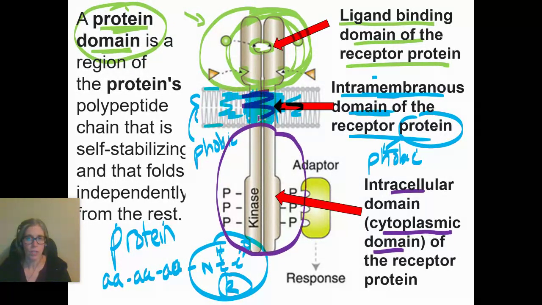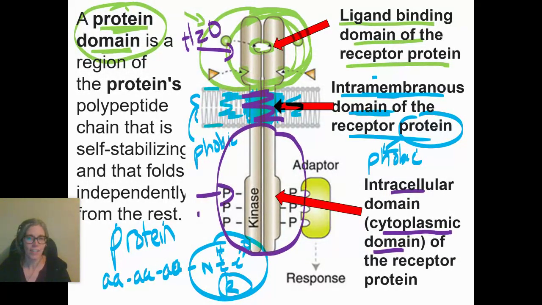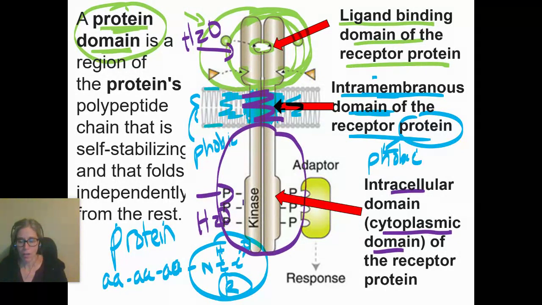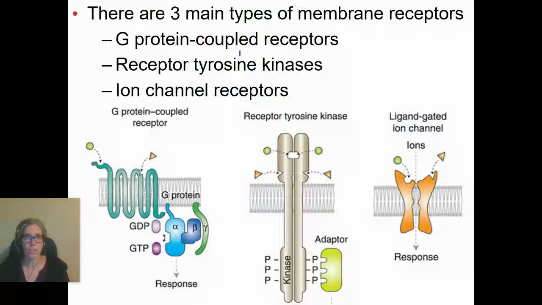So hydrophobic in here and probably hydrophilic out here and here, because remember, outside the cell there's water and inside the cell there's water. Okay, so let's look at each individually. So there's a G protein coupled receptor.